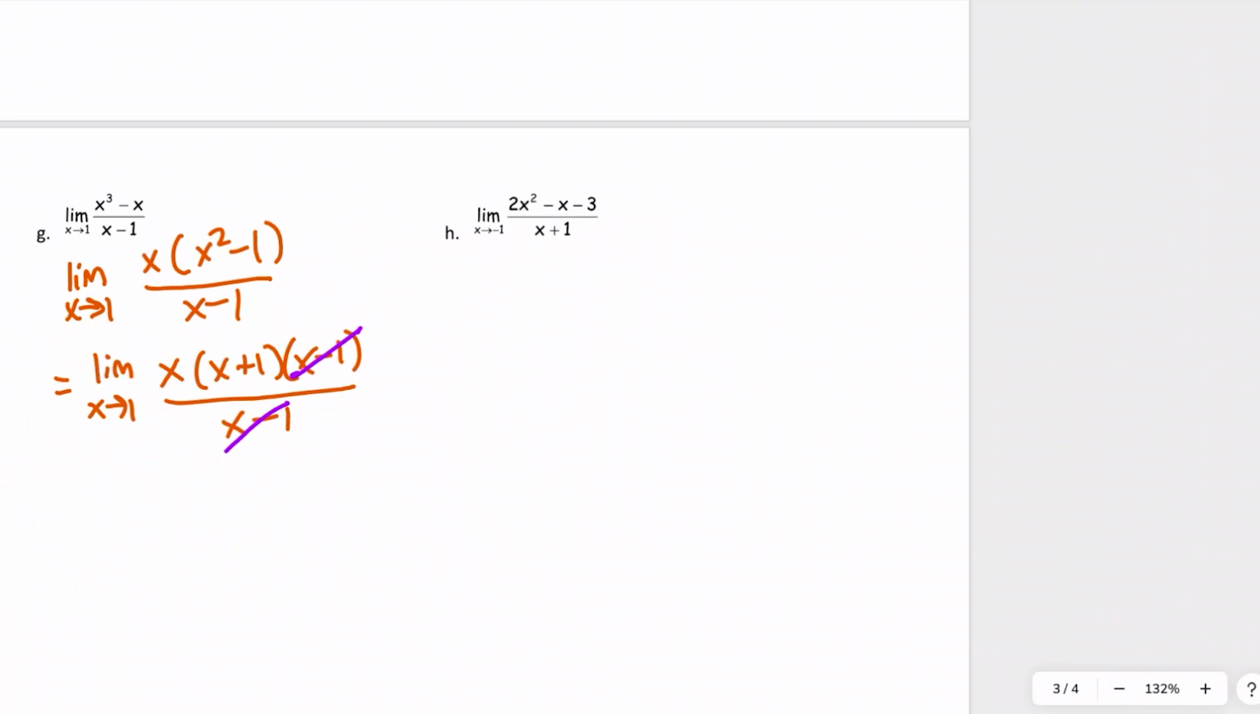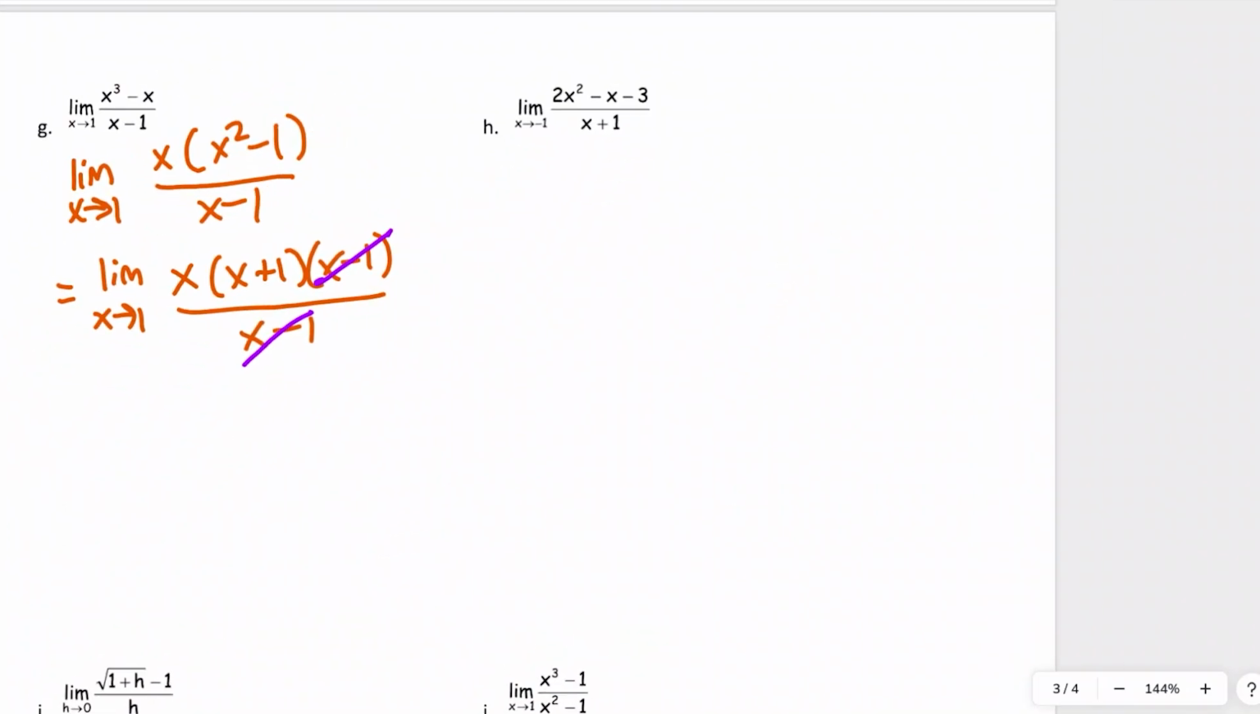So this should equal, let's move this up a little bit, the limit as x approaches 1 of x times x plus 1. And now we can go ahead and just plug in 1. So 1 times 1 plus 1 is 1 times 2, which is 2.